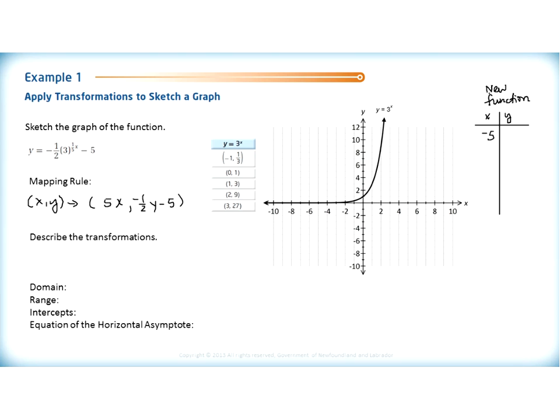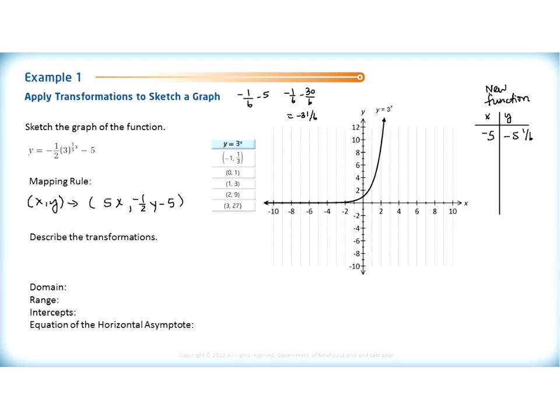If I plug in y is 1/3, I get negative 1/2 times 1/3, which is negative 1/6, subtract 5. So I have to do a little bit of simple math here. Negative 1/6, subtract 5, that's negative 1/6 minus 30/6, which gives me negative 31/6. Now, negative 31/6 is about negative 5 1/6.